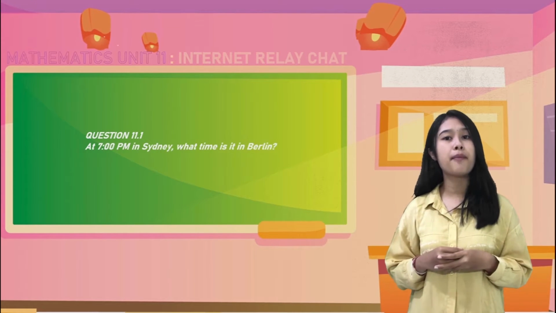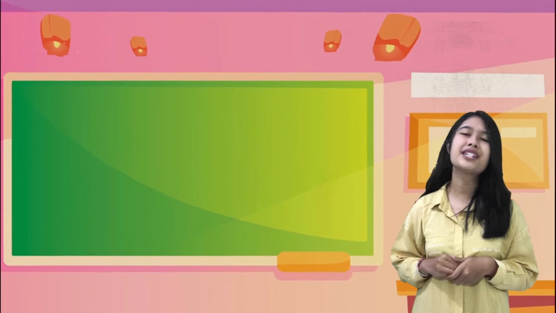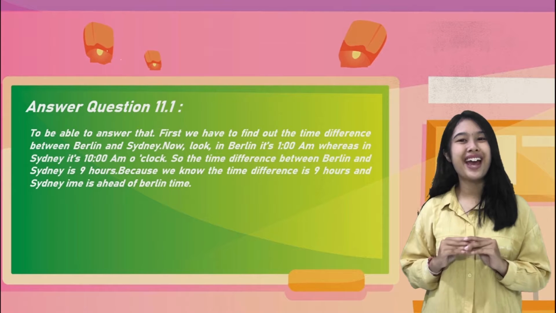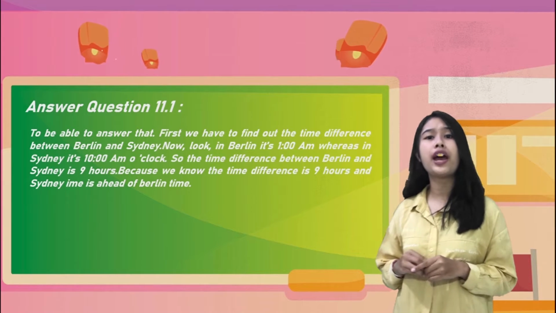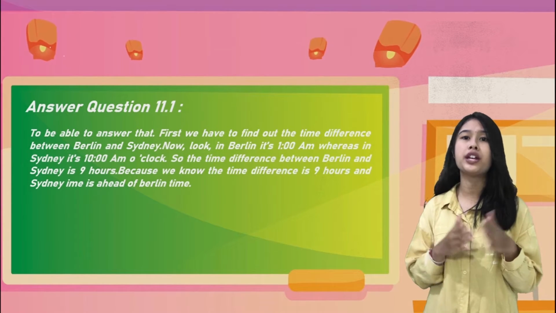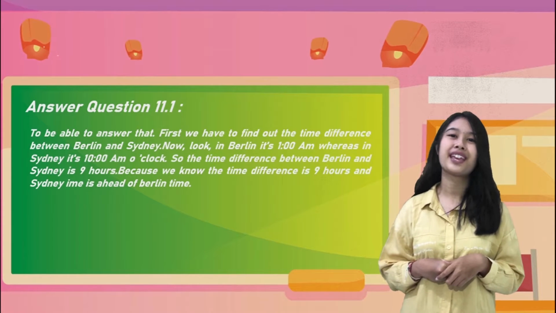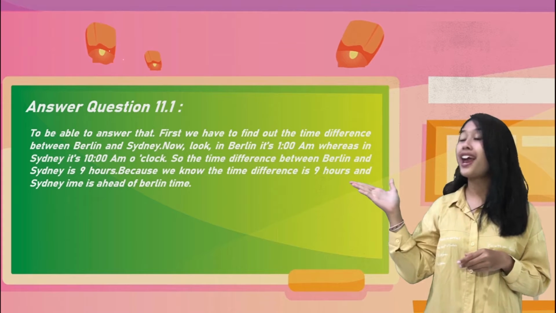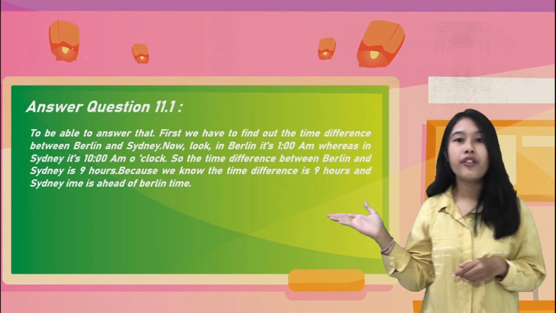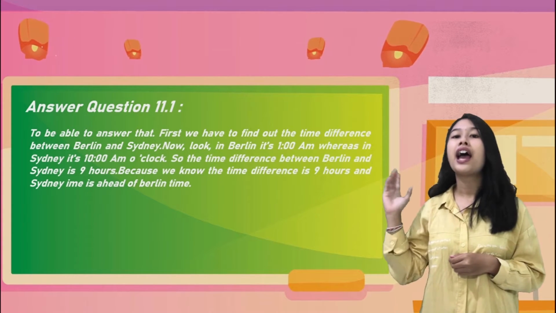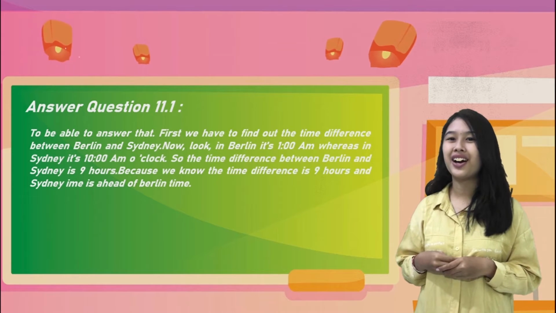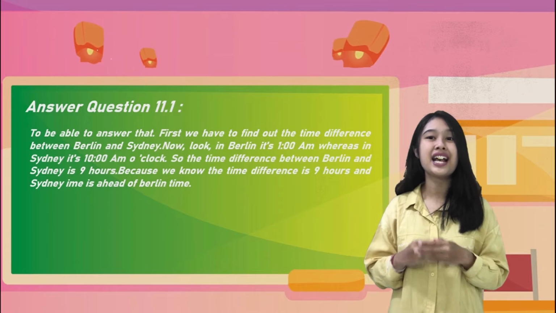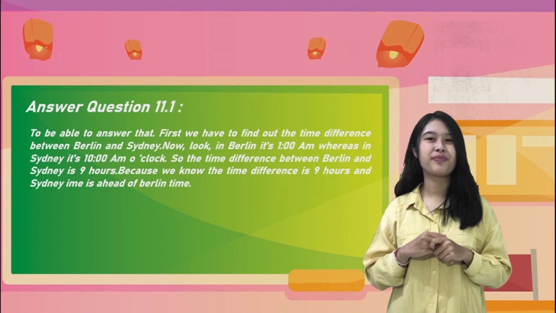At 7 p.m. in Sydney, what time is it in Berlin? To be able to answer that, first we have to find out the time difference between Berlin and Sydney. Now look, in Berlin it's 1 a.m., whereas in Sydney it's 10 a.m. So the time difference between Berlin and Sydney is 5 hours.